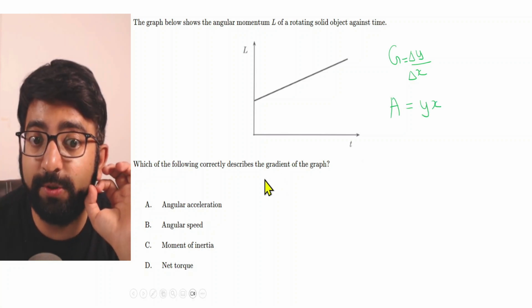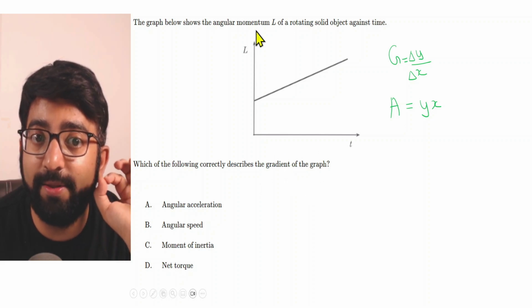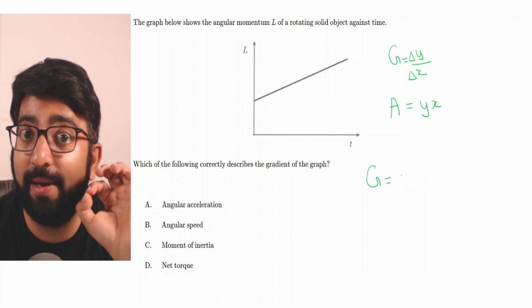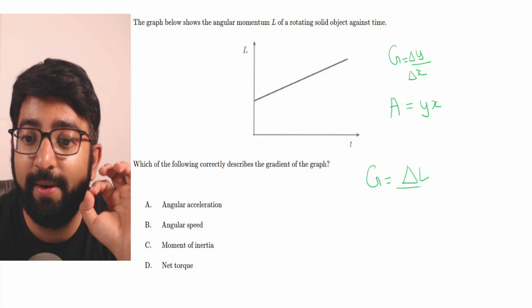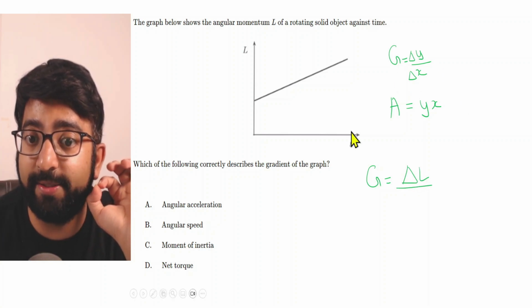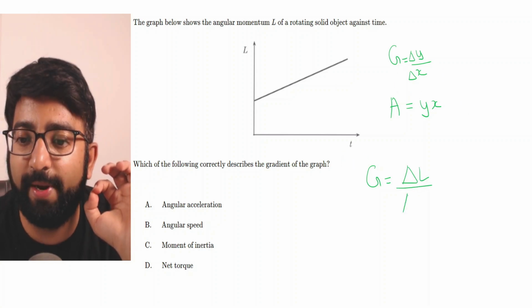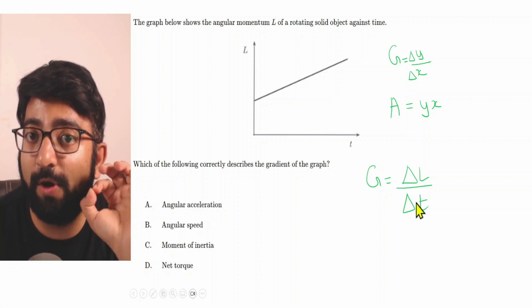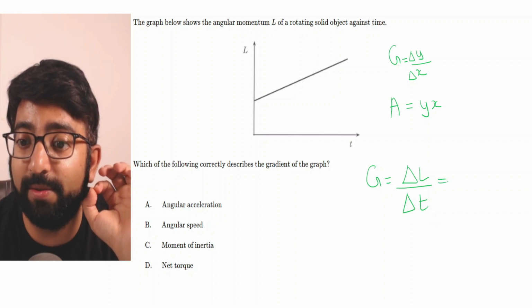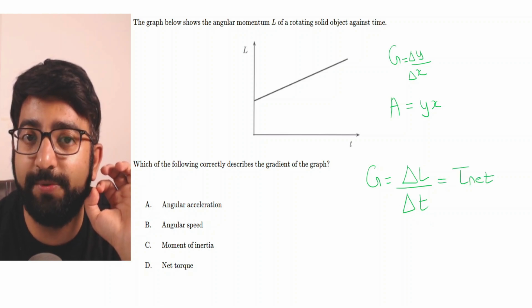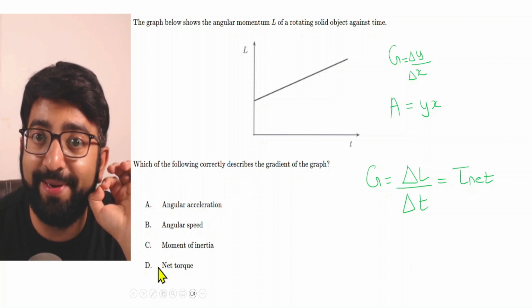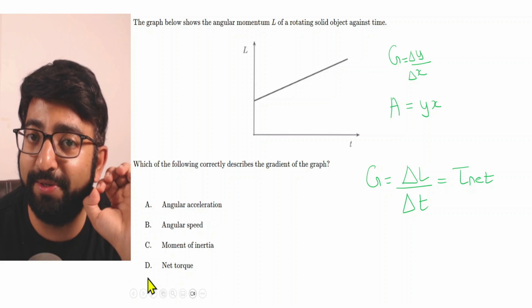In this question, we are supposed to figure out the gradient. So L, the angular momentum, is on the y-axis, time is on the x-axis. So we can write gradient will be equal to delta y, which is delta L, divided by delta x. The x-axis is time, so we will write delta t. And delta L by delta t is the rate of change of angular momentum, and that is nothing but the net torque which is acting on the object. And that is why if we look at the options, the gradient of this graph is actually net torque. Hence, D is the answer to this question.